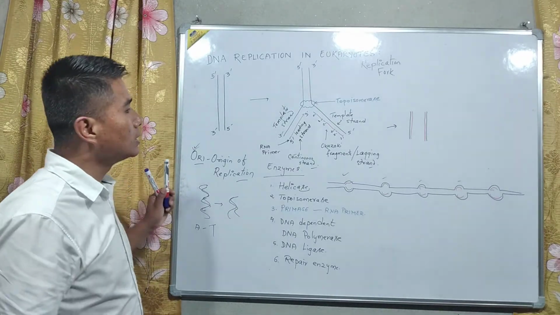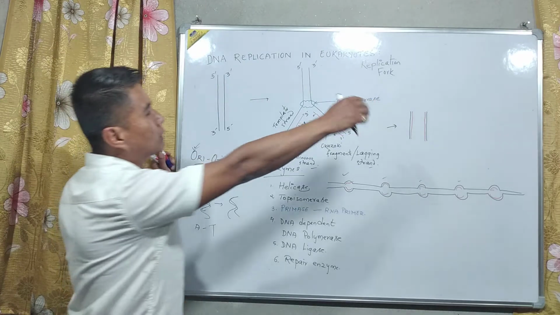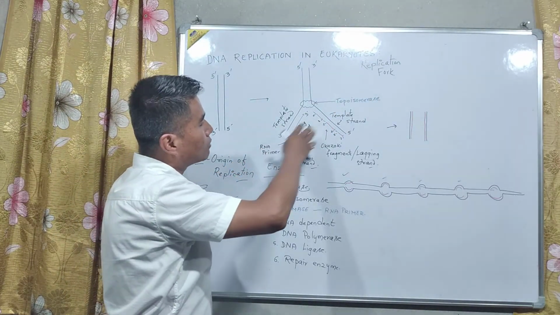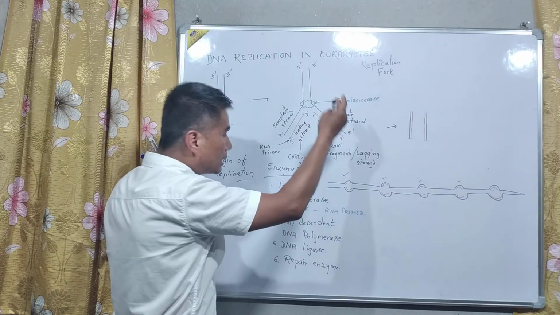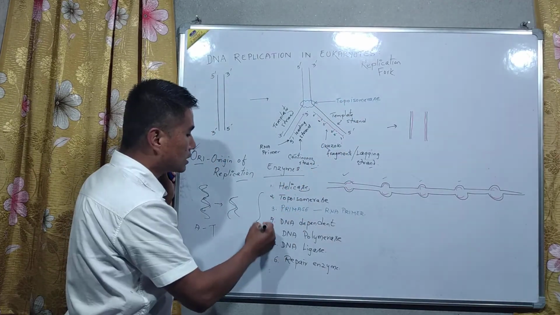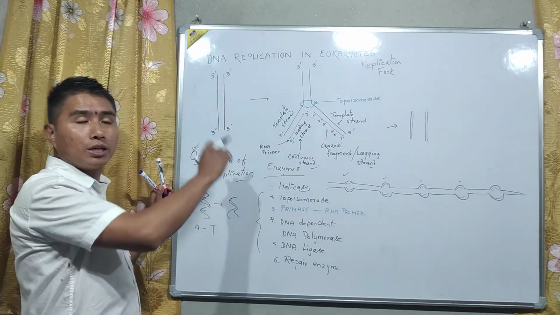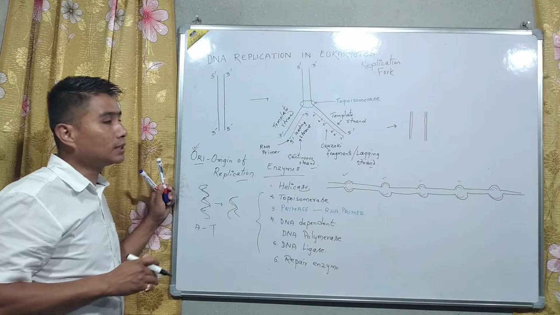Dear students, kindly go through it. The question might come: what is the replication fork? This is the structure which is formed. Number two, what is the leading strand, what is the lagging strand, Okazaki fragments, template strand, and the various enzymes necessary for the replication process in eukaryotes. So this takes place in eukaryotes. In prokaryotes, we'll discuss in the next video.